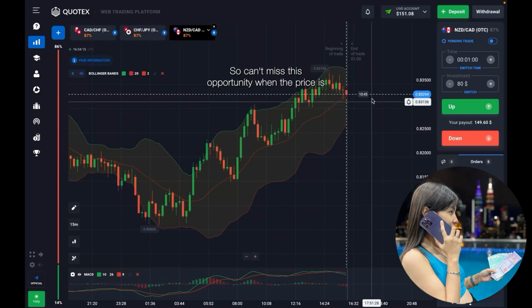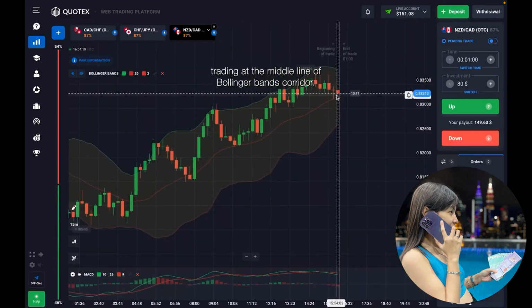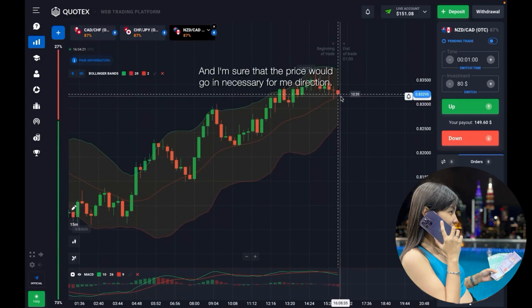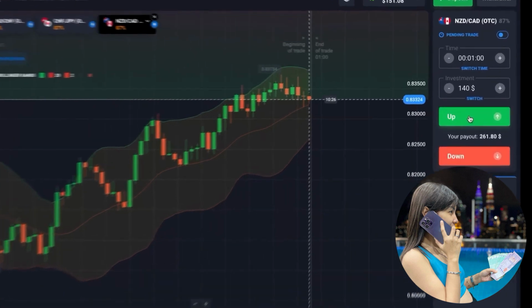So can't miss an opportunity when the price is trading as a middle line of Bollinger Bands corridor, and I'm sure that the price will go in the necessary direction for me. So I'll put here $140, and from this point be ready for collapse right now.